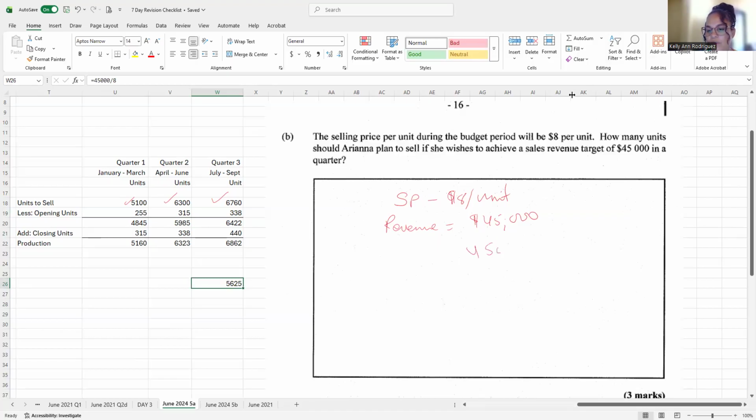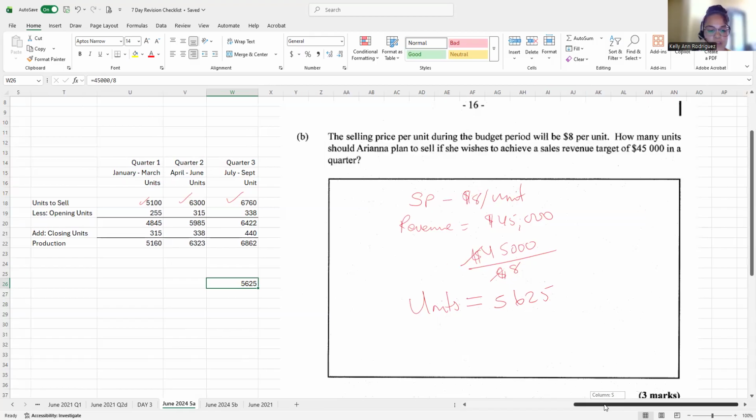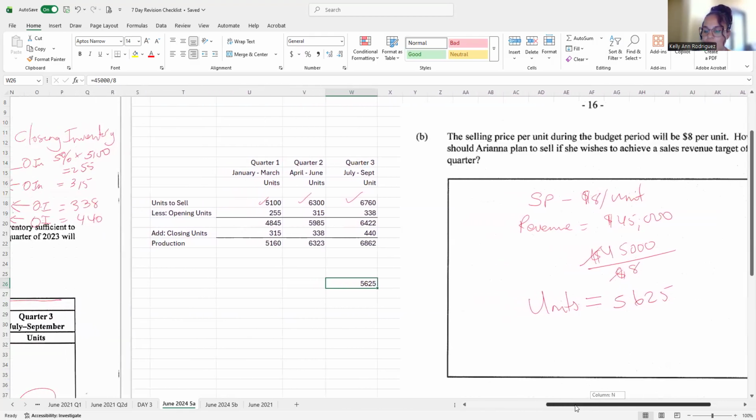But if you notice, although I know what I'm saying here, I'm writing it down, so the examiner will see that I am showing my working. So in units, it will be 5,625 units. 3 marks, you can't even take 3 minutes. The other 2 minutes that you would have, you could put into the next question in order to fulfill your time. So this was June 2024, question 5A.